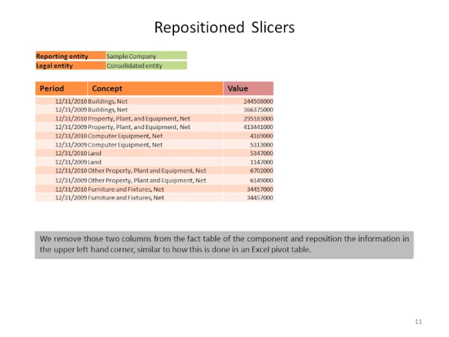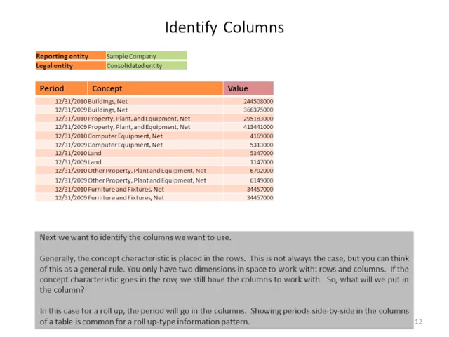Next, we want to identify the columns we want to use. Generally, the concept characteristic is placed in the rows. This is not always the case, but you can think of this as a general rule. You only have two dimensions in space to work with, rows and columns. If the concept characteristic goes in the rows, we still have the columns to work with. So, what will we put into the columns? In the case of a roll up, the period will go in the columns.